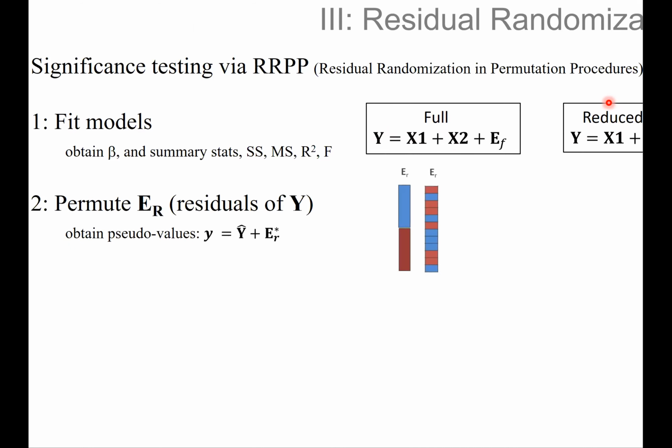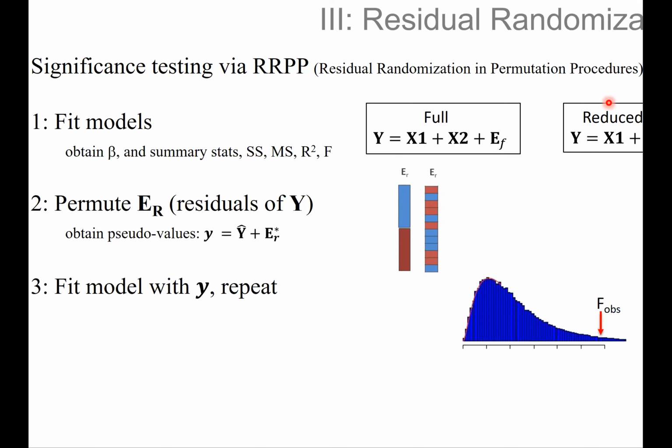We get the fitted values and the residuals from the reduced model. We then permute those residuals and add them back on to create what are known as pseudo values. Then we take those permuted components and run them through the full model to get summary values. And you repeat, and you repeat, and you repeat. And what you generate here, of course, is an empirical sampling distribution, not one generated from theory, but one that is empirically generated against which you can compare your observed summary statistics.